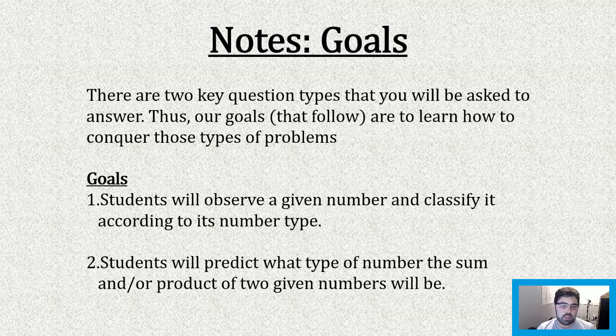Essentially, there are two goals here because there are two question types that could come up related to rational and irrational numbers. The first would be to observe a given number and actually classify it. So I give you a number and I say, hey, what kind of number is this? The second would be you're given a problem or asked to think about a problem involving a sum or a product, maybe even subtraction. So addition, subtraction, multiplication. Basically it would say, think about what the answer would be, and is that going to be this type of number or this type of number? That'll make more sense as we go.